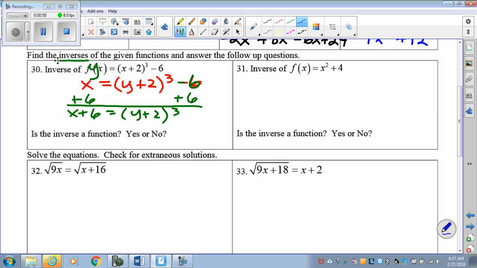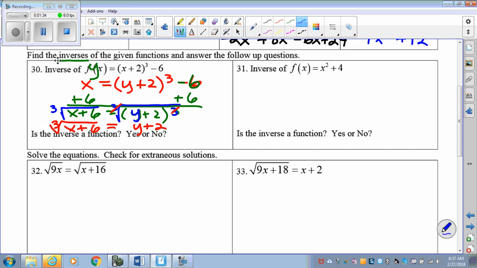And then now I'm trying to get y by itself, right? I'm trying to solve for y, so I'm going to get rid of this 3 next, right? Go from the outside in. So the inverse of y cubed would be the cubed root. So I'm going to take the cubed root of both sides. All right? And so that goes away, and I get y plus 2 equals the cubed root of x plus 6.